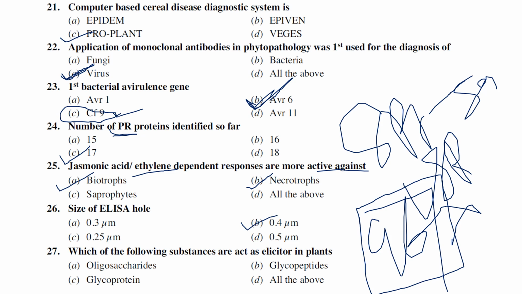Which of the following substances acts as an elicitor in plants? Oligosaccharides, glycopeptides, glycoproteins, or all of the above? The answer is all of the above. Oligosaccharides, glycopeptides and glycoproteins all act as elicitors. An elicitor is a compound produced by the pathogen that is identified by the plant receptor. It's a kind of responsive molecule.